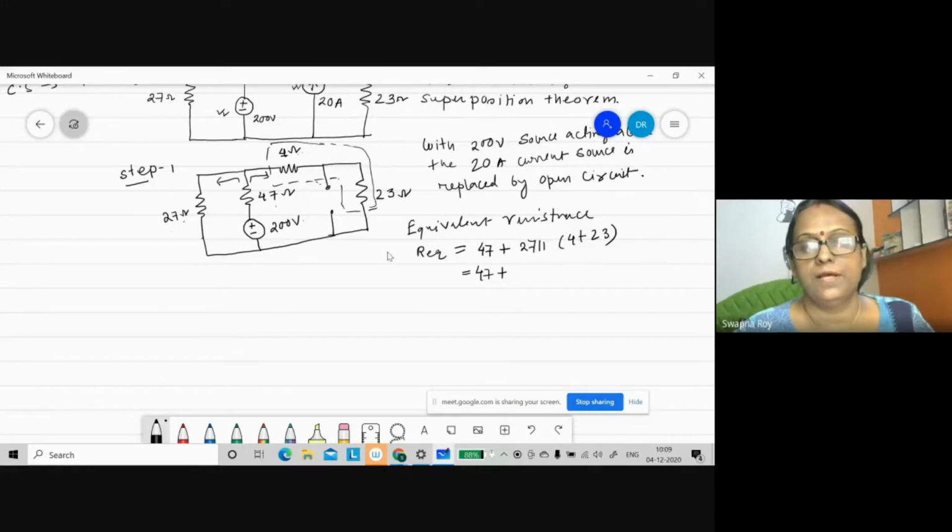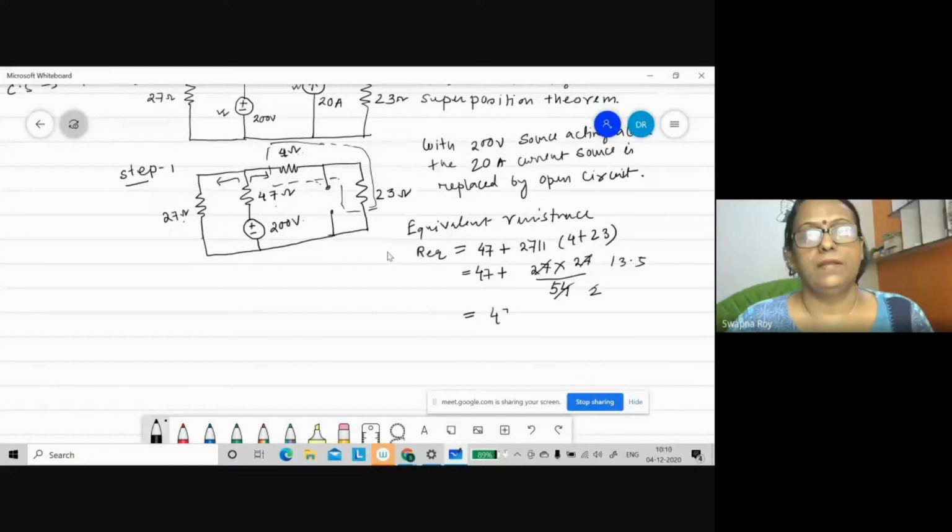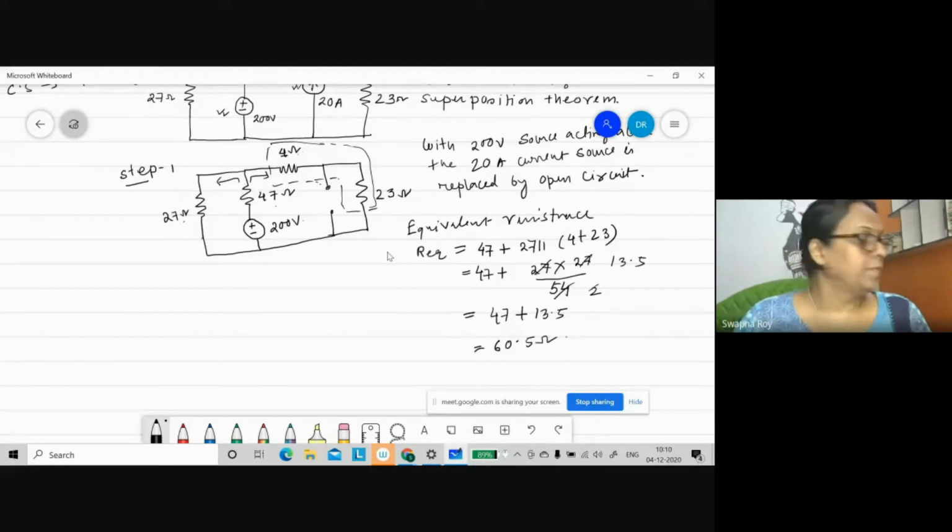This is 47 plus 27 into 27 by 27 plus 27. This is 54. So the exact value is 47 plus 13.5, which is equal to 60.5 ohms. Now what will be the current? That is the total current through it.